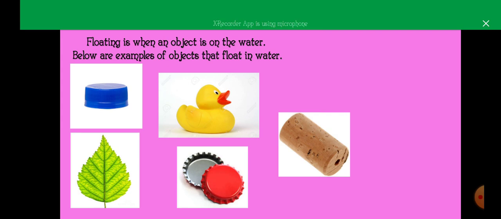Let's look at the examples. I have a bottle cover, a plastic duck, a leaf, and also a cork. When all these objects are put inside the water, they float. Why? The reason is the objects are very what? Light. Now, objects that are lighter float in the water. They don't go down in the water. An object like a foam ball floats in the water because the molecules are loosely packed.